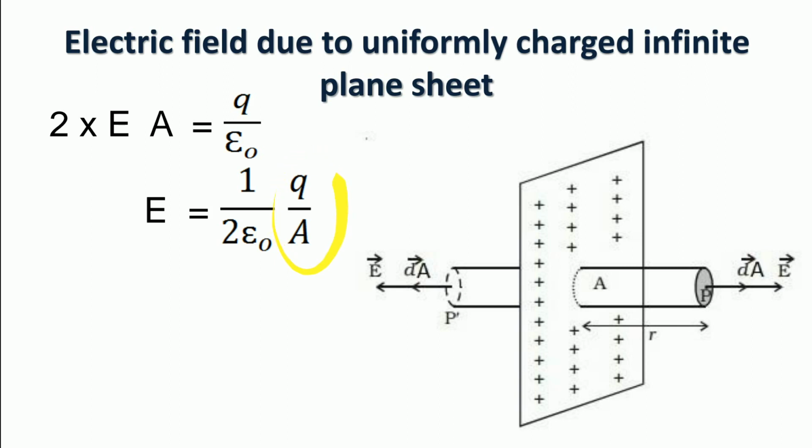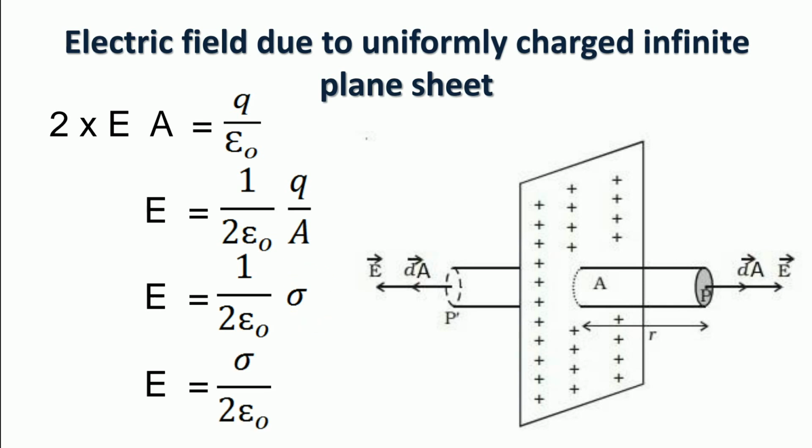Watch here, q upon A, the charge per unit area. This is what? The surface charge density. Q upon A is termed as surface charge density, which is represented as sigma. So we can write it like this: 1 upon 2 epsilon naught, as it is, Q upon A we are taking as sigma. So we can also write E is equal to sigma upon 2 epsilon naught. This is the expression for the electric field due to a uniformly charged infinite plane sheet.